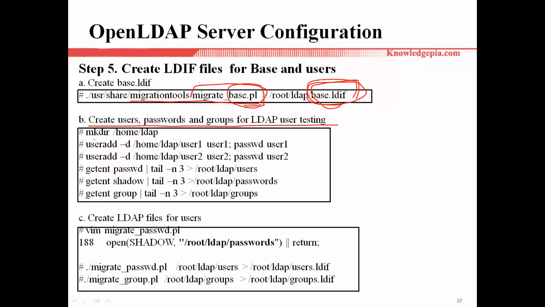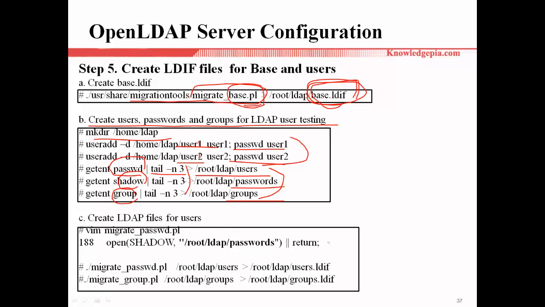For testing, B, create users, passwords, and groups. In my case, I will use this directory, /home/ldap/users, like this, user1, user2. In my case, there are 3 users, user1, user2, user3, and passwords as well. After that, getent passwd and shadow group. And after that, I use this command, tail -n 3, where 3 means user1, user2, user3. Then save this information to here, ldap users, passwords, and groups.